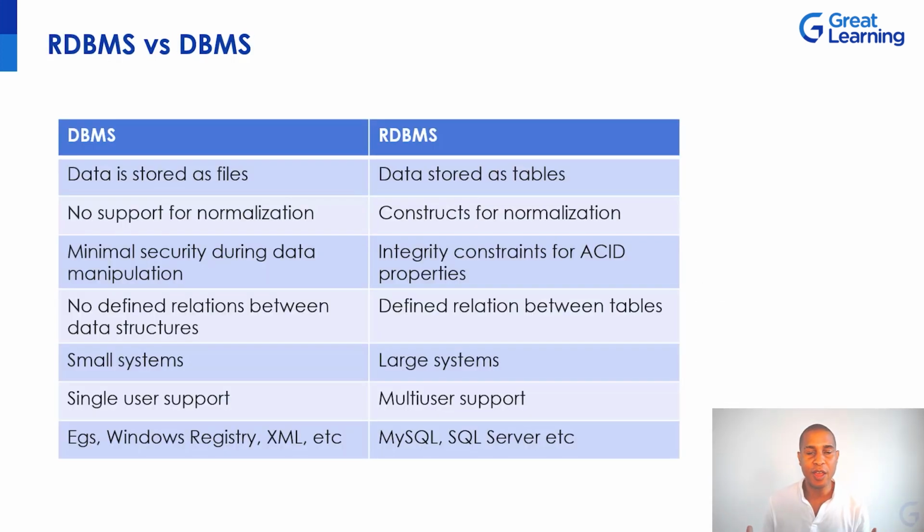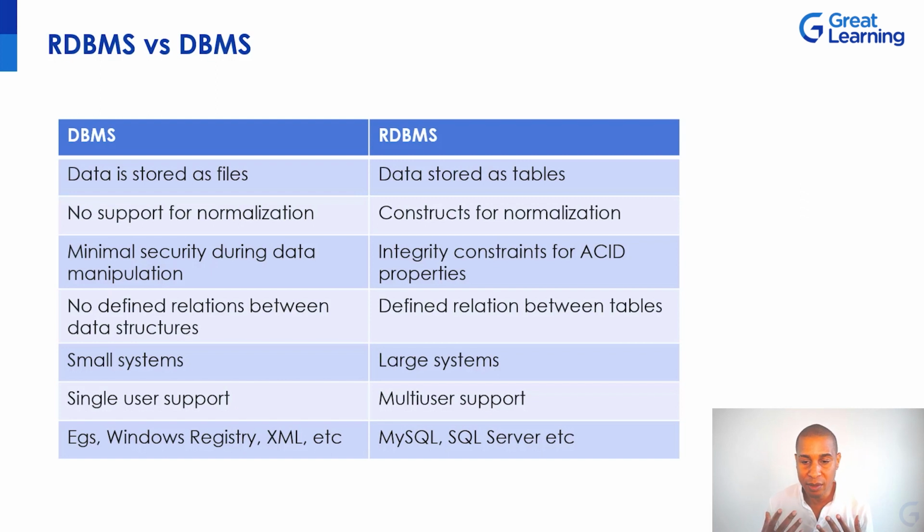So let's contrast the difference between a traditional database management system and a relational database management system. You can see from the table, we're going to cover quite a bit. A database management system stores files, while a relational database system stores those two-dimensional tables that we discussed. There's no support for normalization in a database management system, while we can easily construct different things for normalization within a relational database management system.